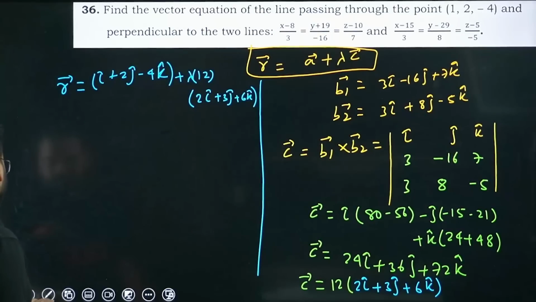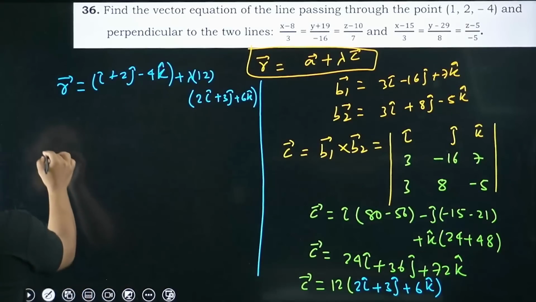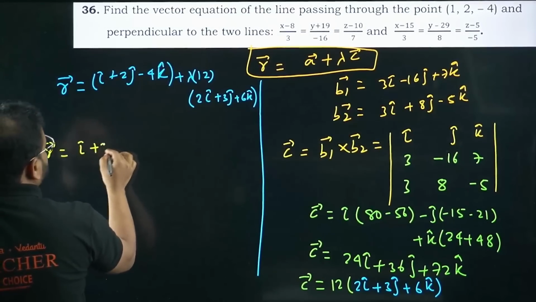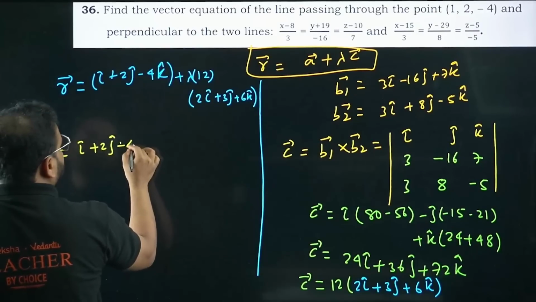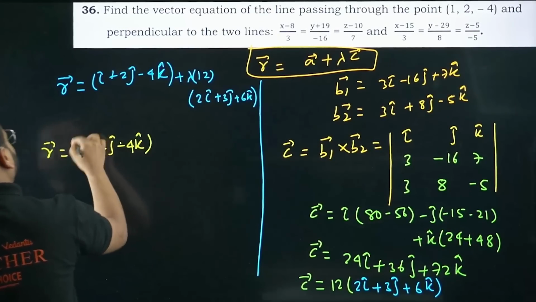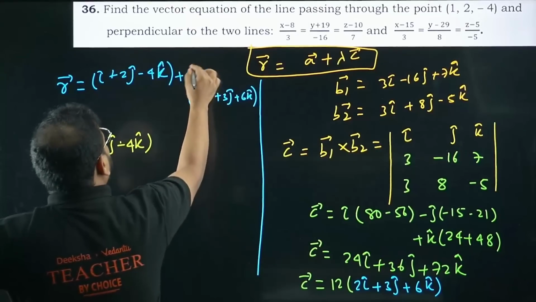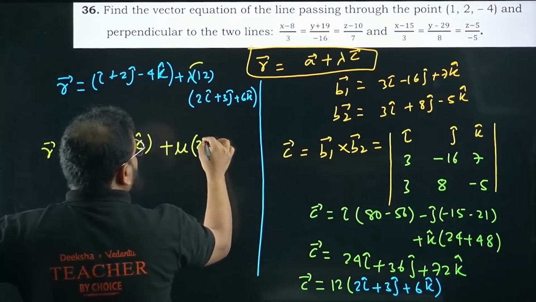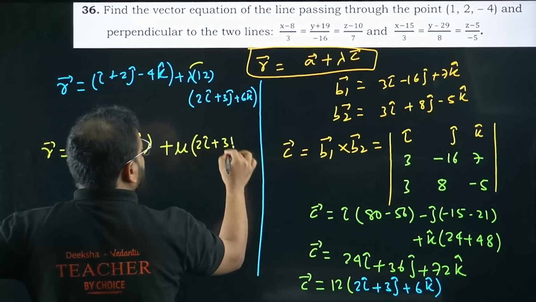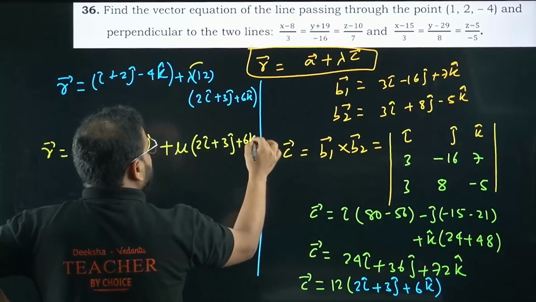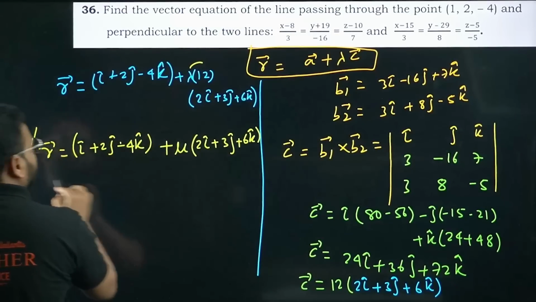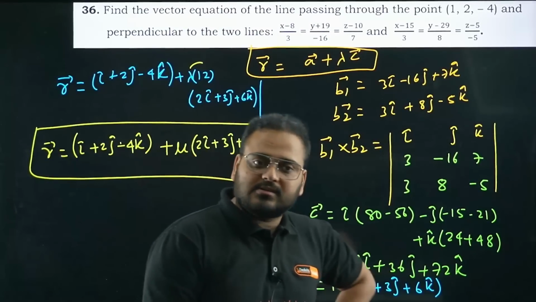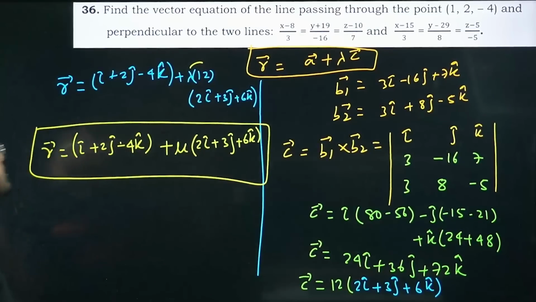Your final answer will be, have a look, vector r equals i cap plus 2j cap minus 4k cap. Then you have lambda times of 12, I can write another constant for that. Let's write mu. It will become 2i cap plus 3j cap plus 6k cap. The final answer, please check. Let me know in the comment section if you are getting a different answer, but I don't think you will. Please get the answer like this.